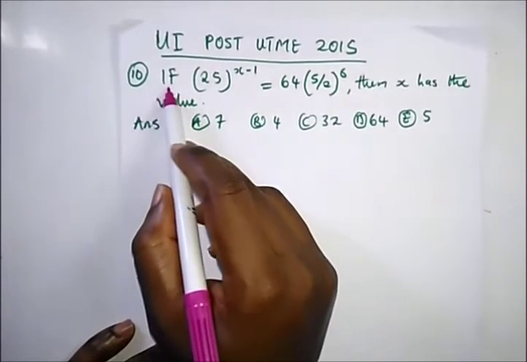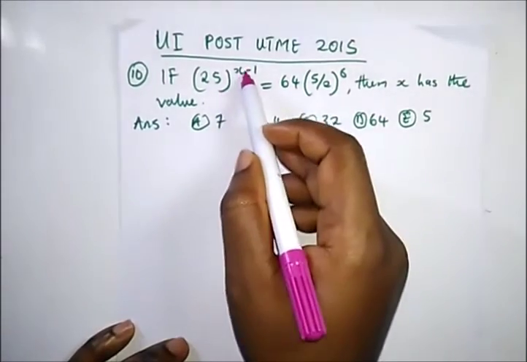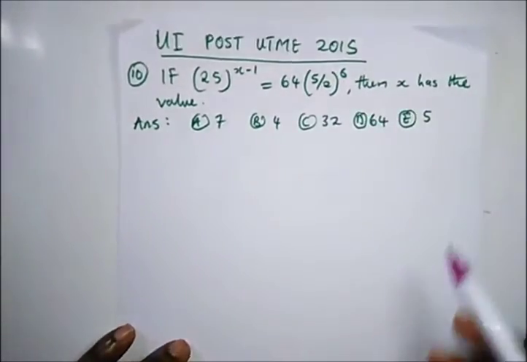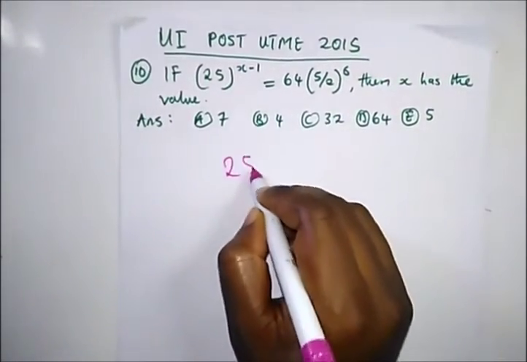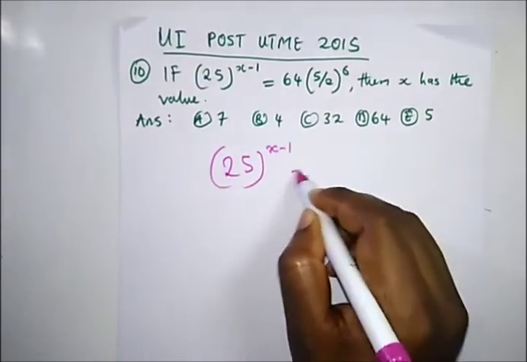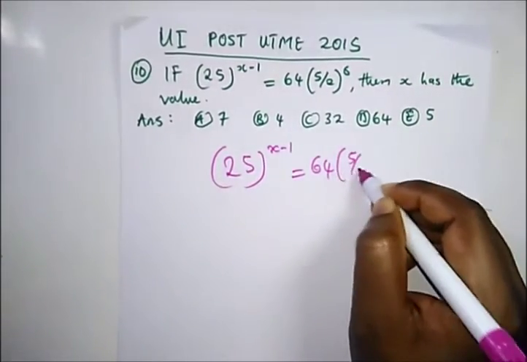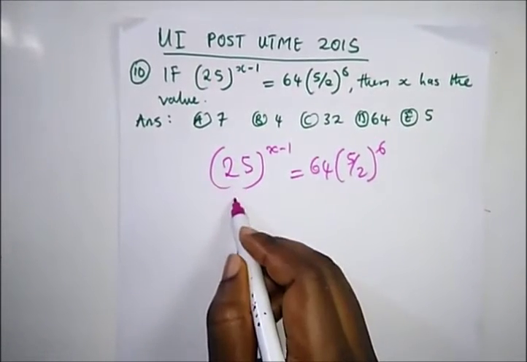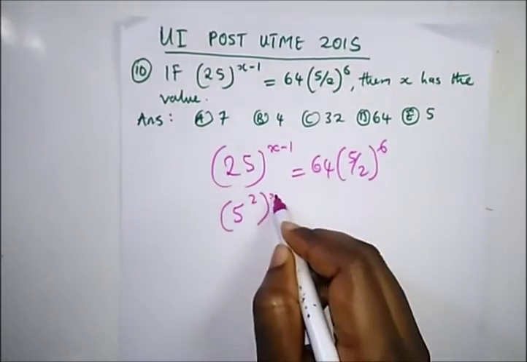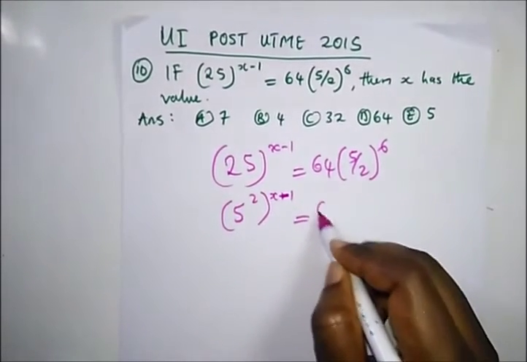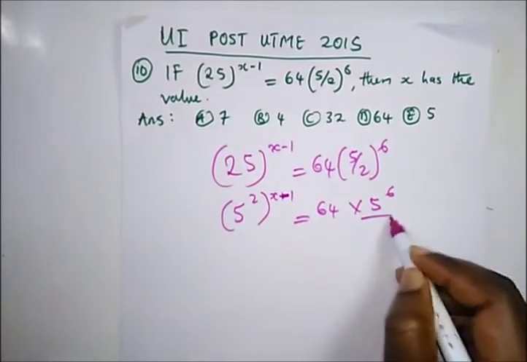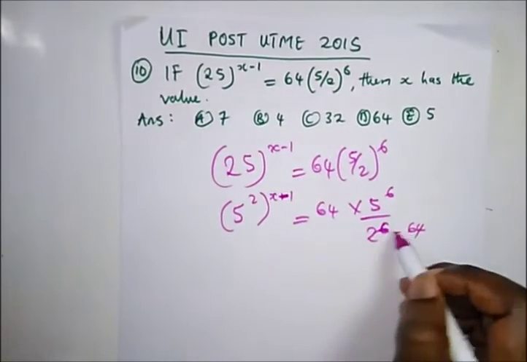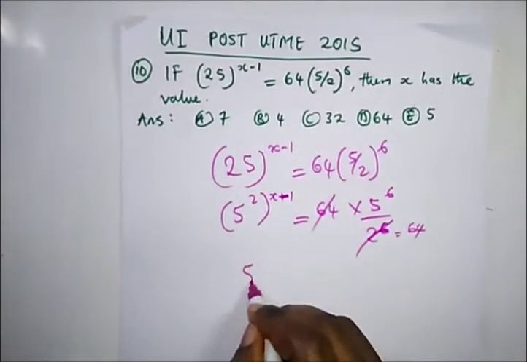So here we have, it says if 25 raised to the power x minus 1 equals 64 bracket 5 over 2 raised to the power 6, then x has the value of what? So let's write this down. 64 bracket 5 over 2 raised to the power 6. So let's simplify this. This will be 5 raised to the power 2 bracket x minus 1 equal to 64 times 5 raised to the power 6 over 2 raised to the power 6, where 2 raised to the power 6 is the same as 64. Okay, so we'll cancel this.